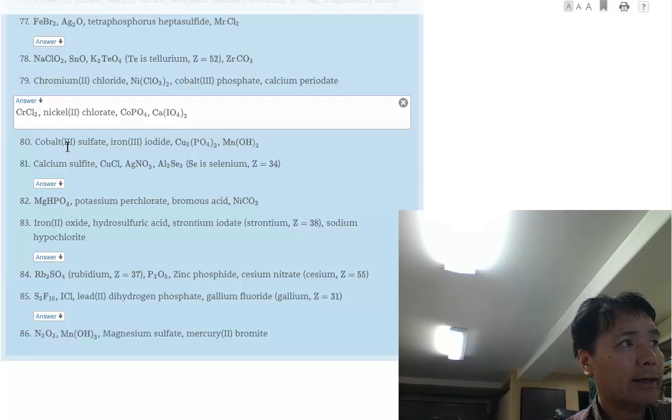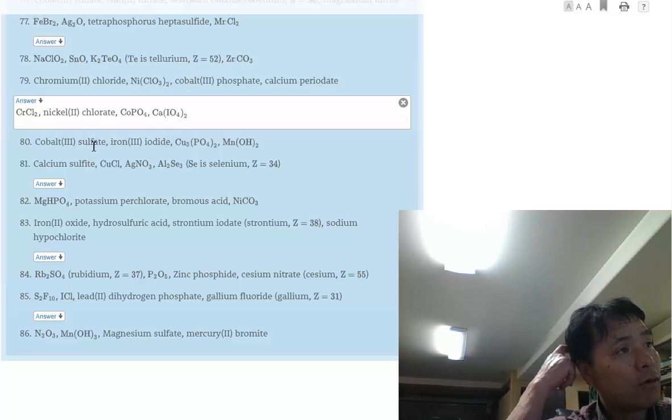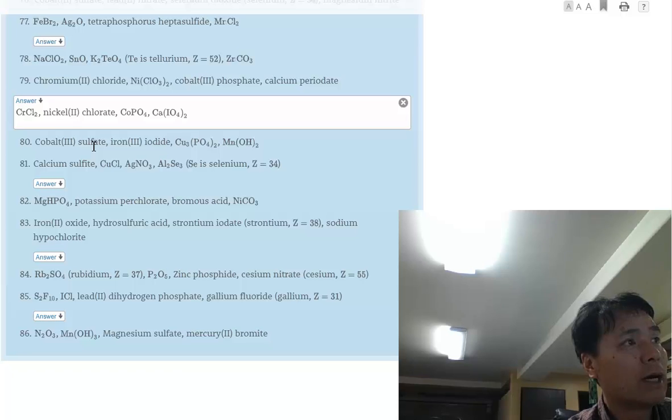Alright, number 80, cobalt 3 sulfate. Cobalt 3 is a 3 plus. Sulfate is the 4 oxygen, SO4 2 minus. We'll go from silicate, which is a 4,4, to phosphate, which is a 4,3, to sulfate, which is a 4,2. And so we're going to need 2 cobalts, which will give us a total charge of +6, and 3 sulfates, which will give us a total charge of -6.